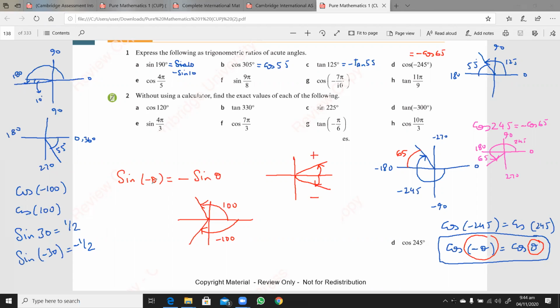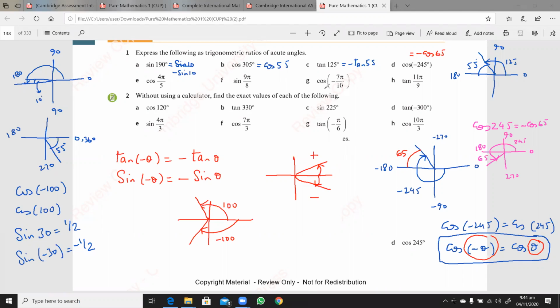But this is totally opposite in case of sine and tan. Look at this. If you take tan 30, you are in the first quadrant. And if you take tan minus 30, you are in the fourth quadrant where your tan is negative. Okay, so the rules for the sine and the tan are like this. This is going to be tan of minus theta. That is going to be minus tan theta.